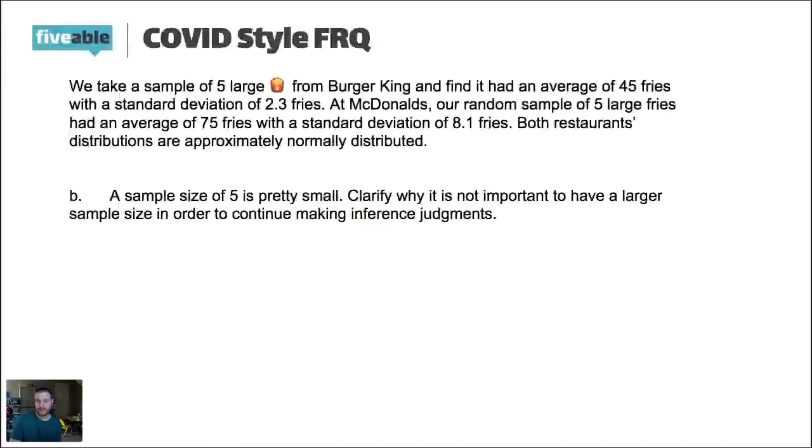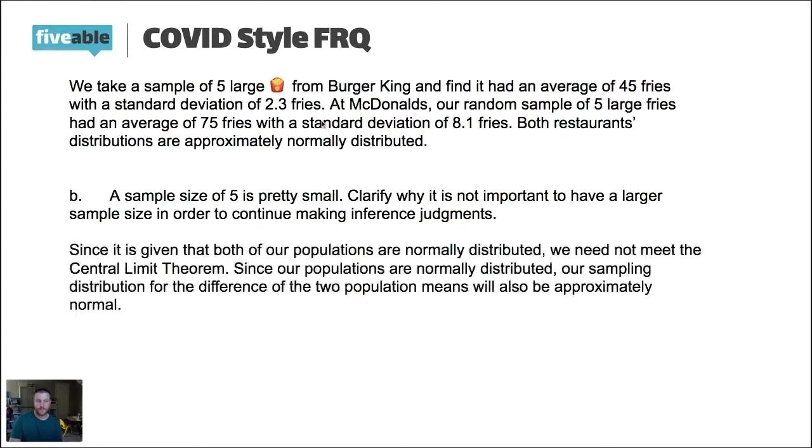Okay, Olivia is on the right track. Since both restaurants' distributions, the population of all fries at Burger King and all fries at McDonald's, not just my sample of 5, are normal, that means my sampling distribution of size 5 is also going to be normal. Since it is given that both of our populations are normally distributed, we need not meet the central limit theorem of at least 30.